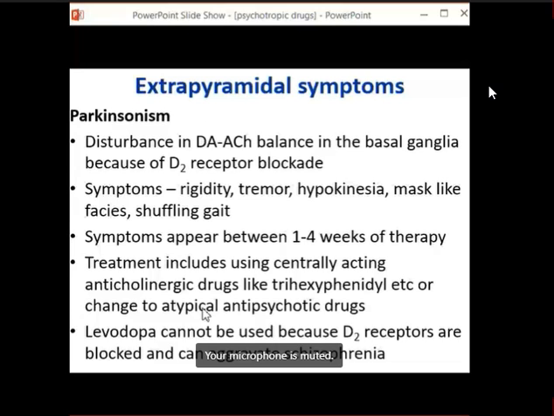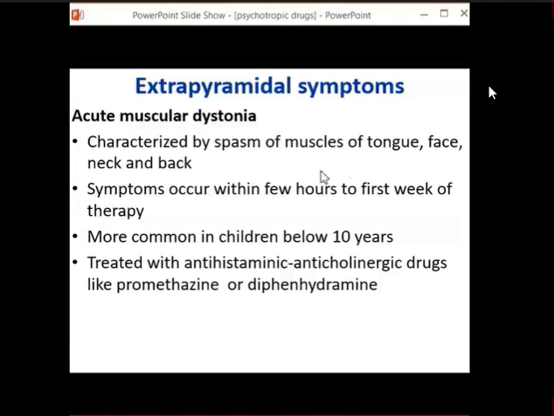Next symptom is the acute muscular dystonia. This is characterized by the spasm of muscles of the tongue, face, neck and back. These symptoms usually occur within a few hours to the first week of therapy, most commonly seen in children below 10 years. Here the patient is treated with antihistaminic anticholinergic drugs like promethazine and diphenhydramine.